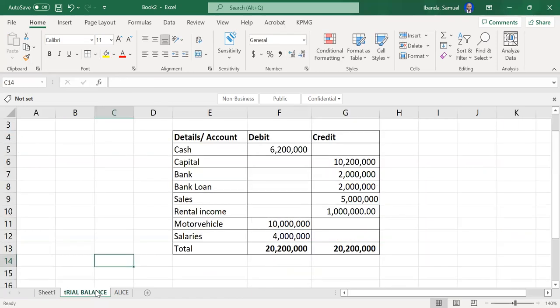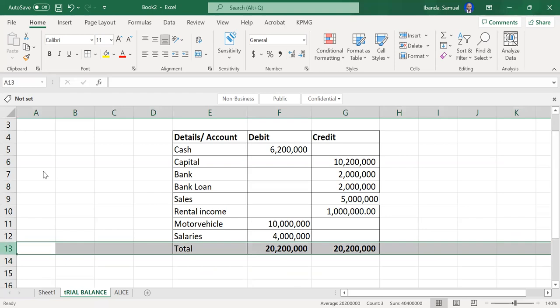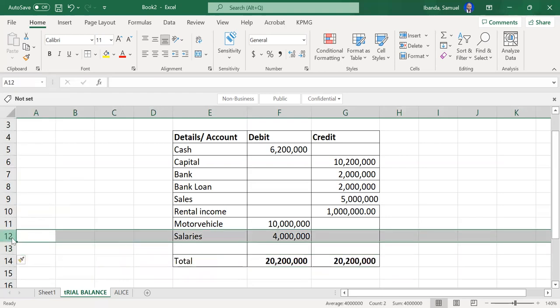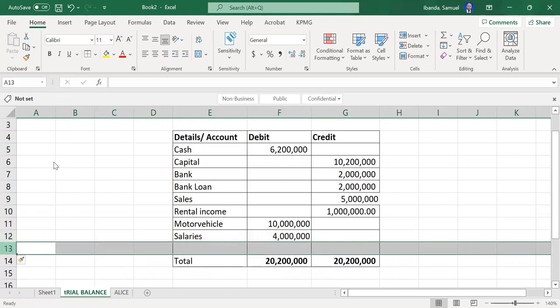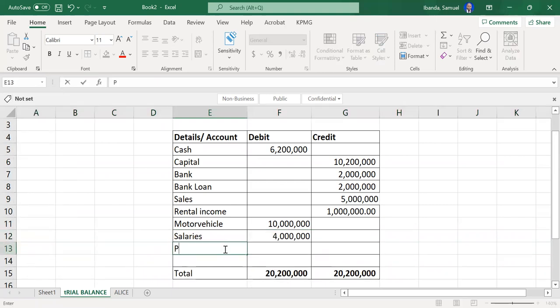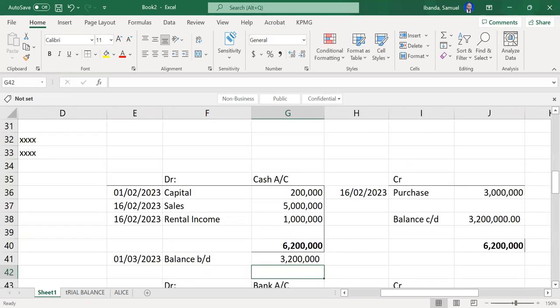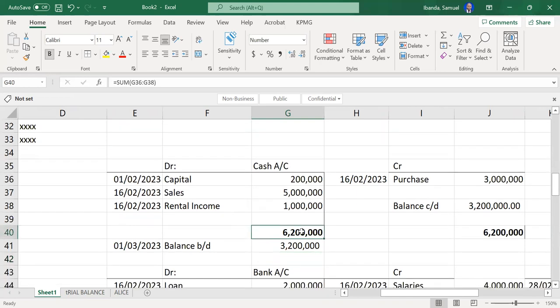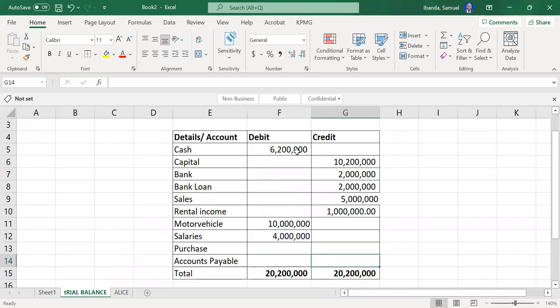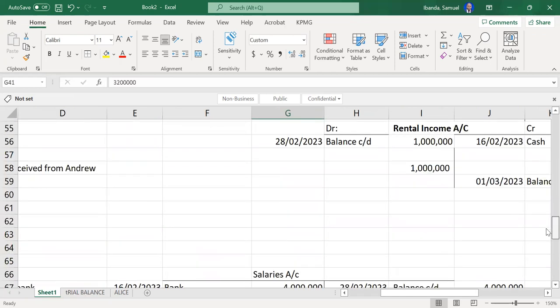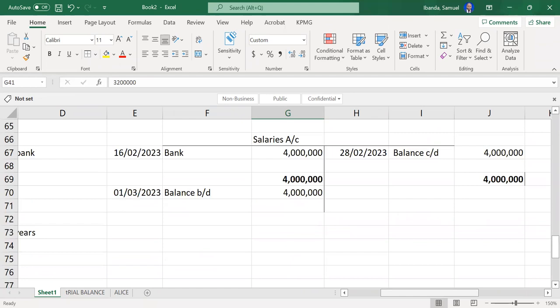So it means that when I come to my trial balance, I'll expand it a little. I'll have other two accounts that I'm bringing on board. I'm bringing the purchases account, and I'm also bringing the accounts payable account. When you look at cash account, it has now changed to 3.2, so I'll just change this to 3.2. And my purchases was a new account that I just drew up.